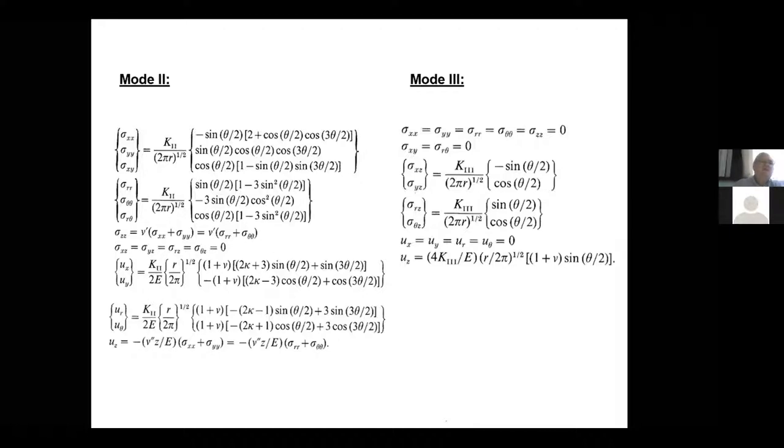I don't know why my cursor is from time to time visible and then not visible, but I think you see what I mean. So in this way, we have introduced stress intensity factors. K1 is by far the most important, because this is by far the worst case from the point of view of structural integrity.